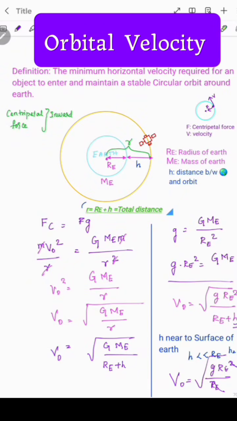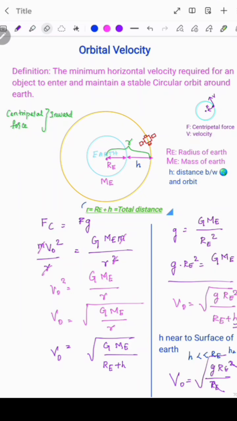Today we are going to see about the orbital velocity, right? What is an orbital velocity to be counted? Take Earth as the center with a mass Me and the radius Re, the radius of the Earth, and there is an orbit surrounding it where a satellite is rotating, right?